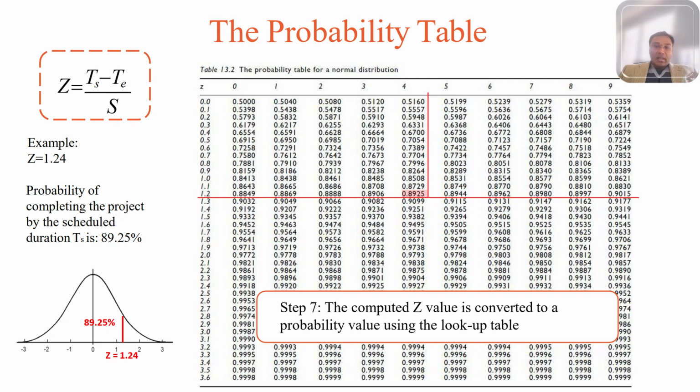Which is approximately 0.8925 times 100, and you get your percentage. Now it shows that a z-score of 1.24 gives you a probability of completing this project by the scheduled duration of 89.25%. This is how the z-score calculation helps you identify the probability, and then you can determine the project completion duration. What percentage of the time can this project be achieved by the duration? That's how the normal distribution table helps us, and it corresponds to the probability of completing on time.